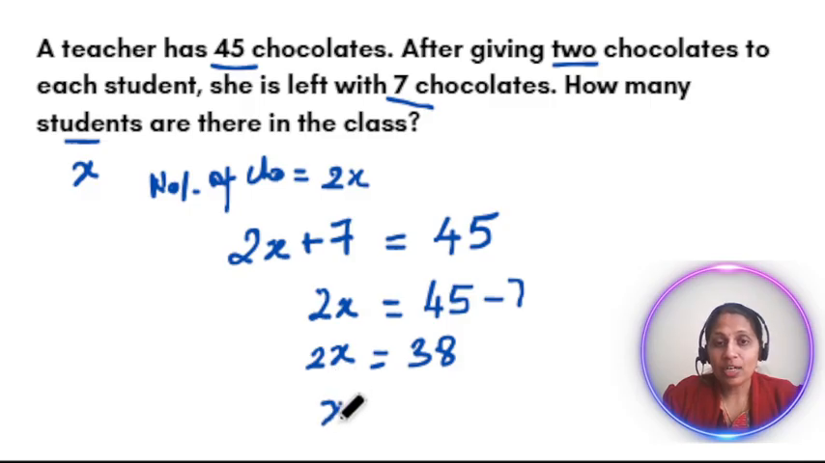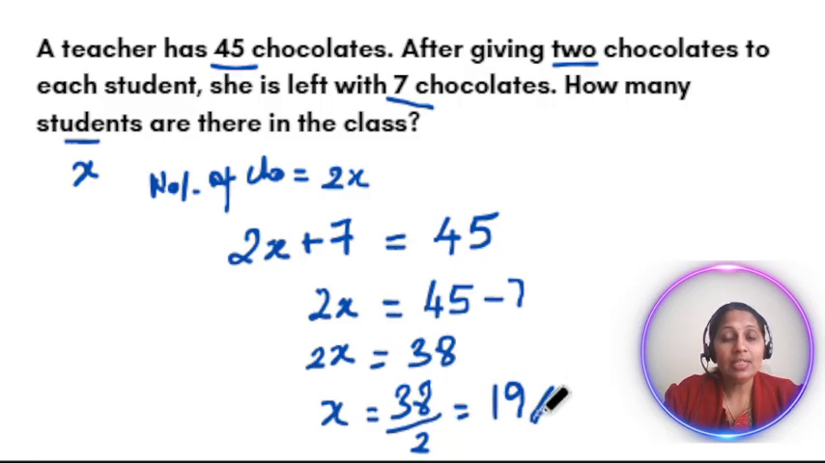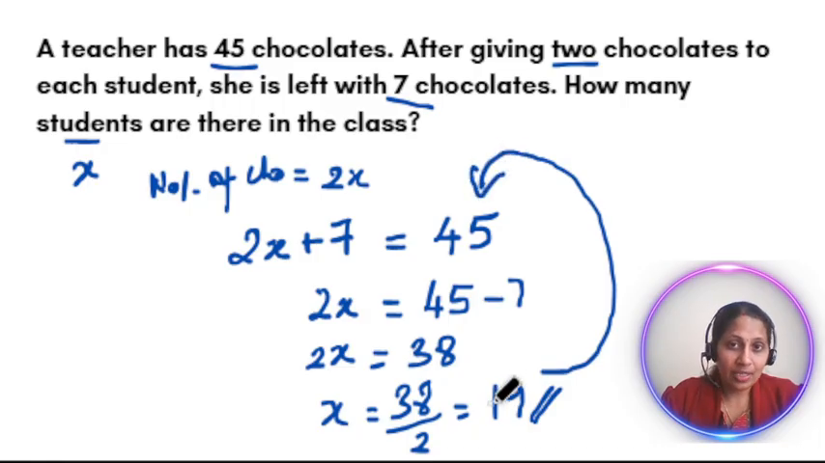So when it goes to the other side, it becomes division. So 38 divided by 2, which is 19. So totally there are 19 students in the class. Is the problem over? No, not yet. You have to substitute this again in our equation, which is verifying. This is our final step.